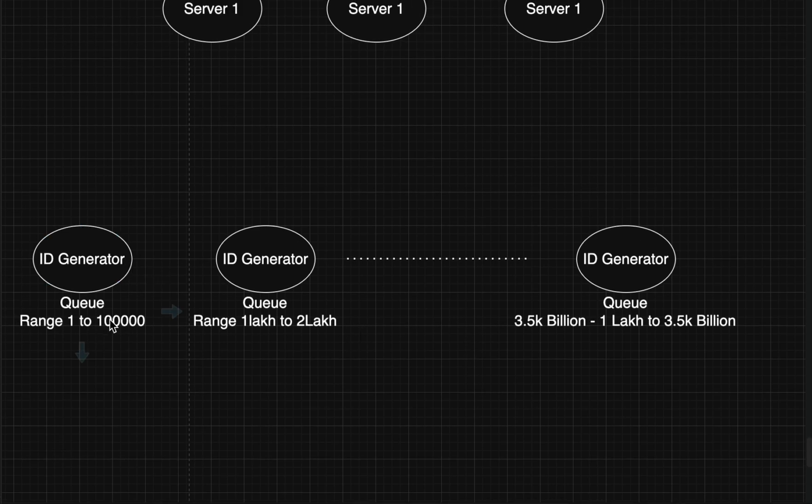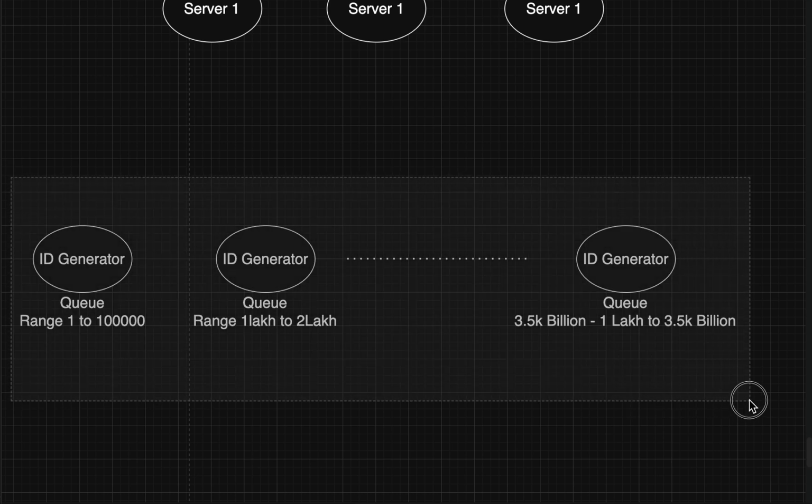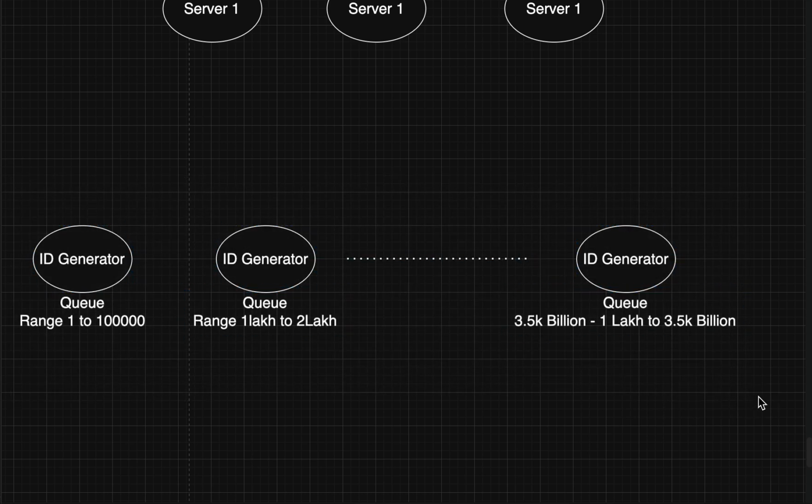Like this, we can have multiple. We can increase this range so that the number of ID generator instances is smaller, so we can configure that. Like this, we can have n ID generators, which will give us 3.5k billion IDs.